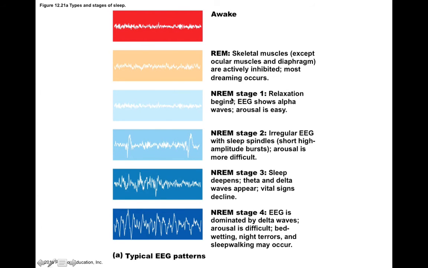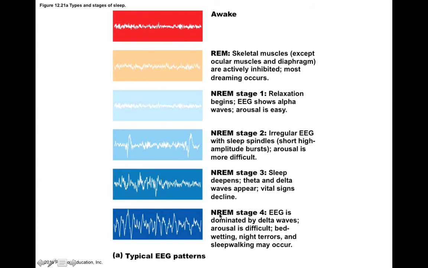Now, in a deeper stage of sleep, we have NREM stage 1, and this is where relaxation begins, and EEG shows sort of slower alpha waves, and arousal is actually easier in this stage. Stage 2 NREM is where you have irregular EEGs with short amplitude bursts. Arousal becomes more difficult as we slip into stage 3, where sleep even deepens. We have theta and delta waves, and the vital signs also decline.